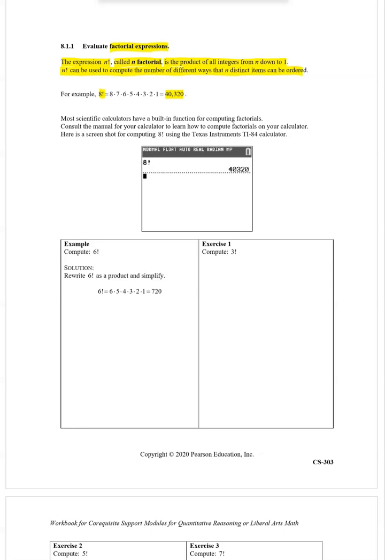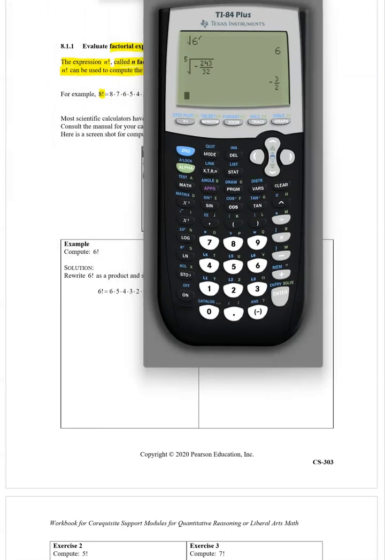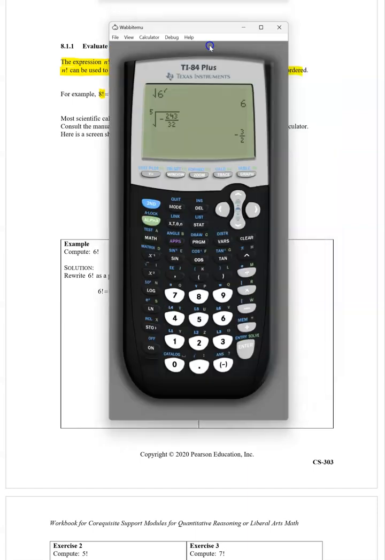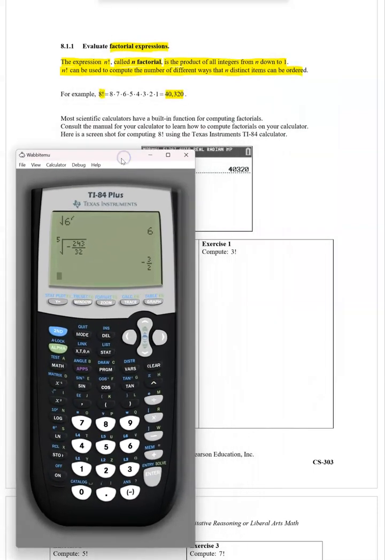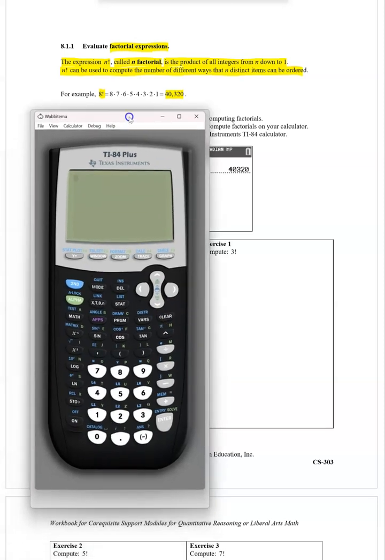Now, most scientific calculators have a built-in function for factorials, and I want to show you that on our little calculator. So let me find my calculator and see where it's going to go on my desktop. I have like 3 computer screens, so it's really kind of a chore to keep up with all of them. Let me clear this. Okay, so to do a factorial, let's just do a couple of them.